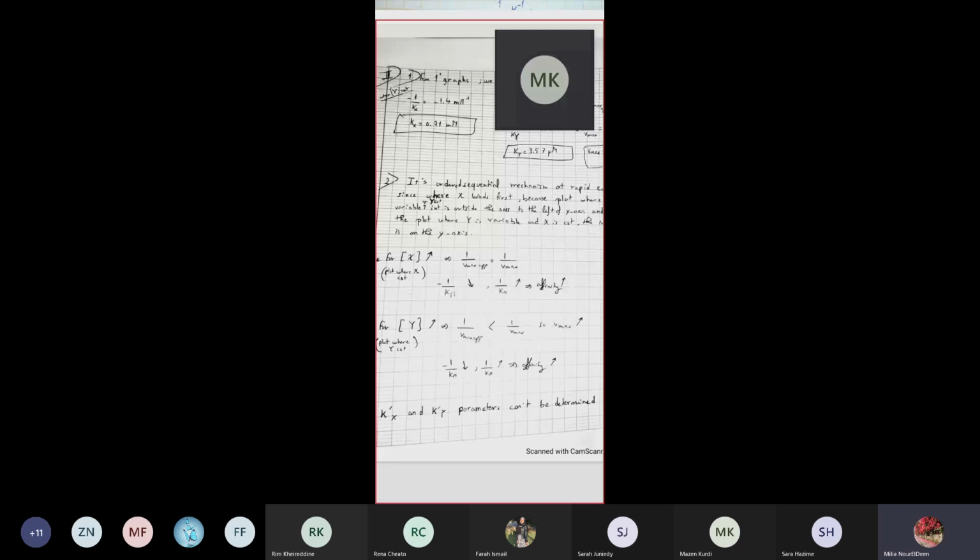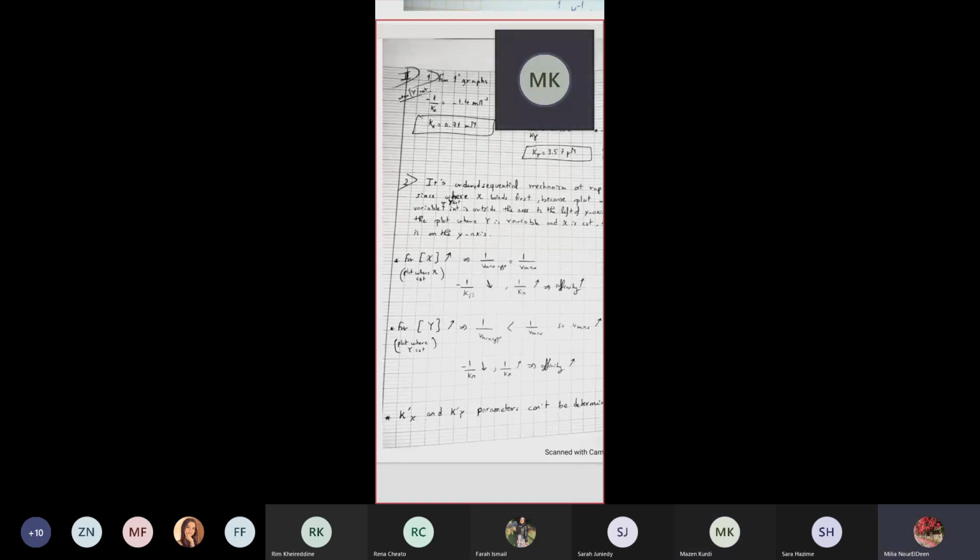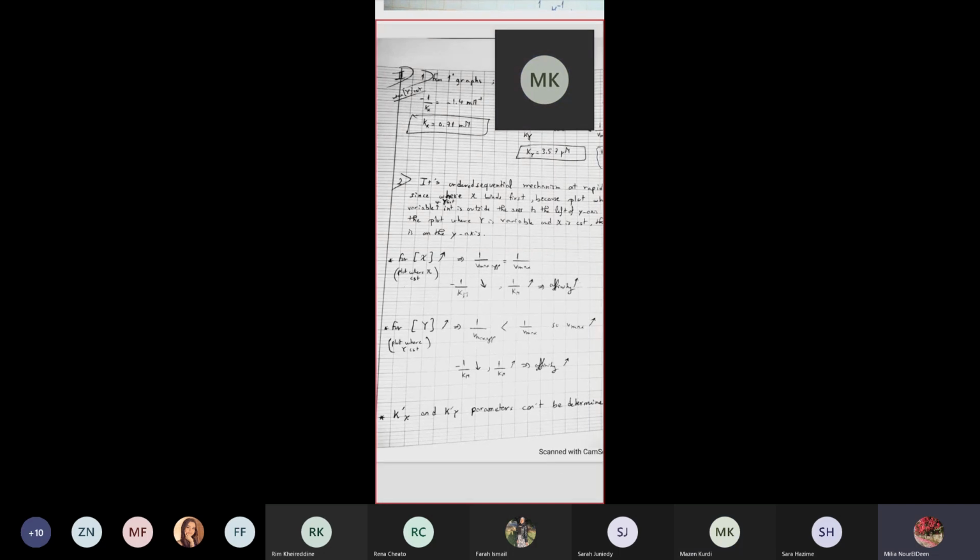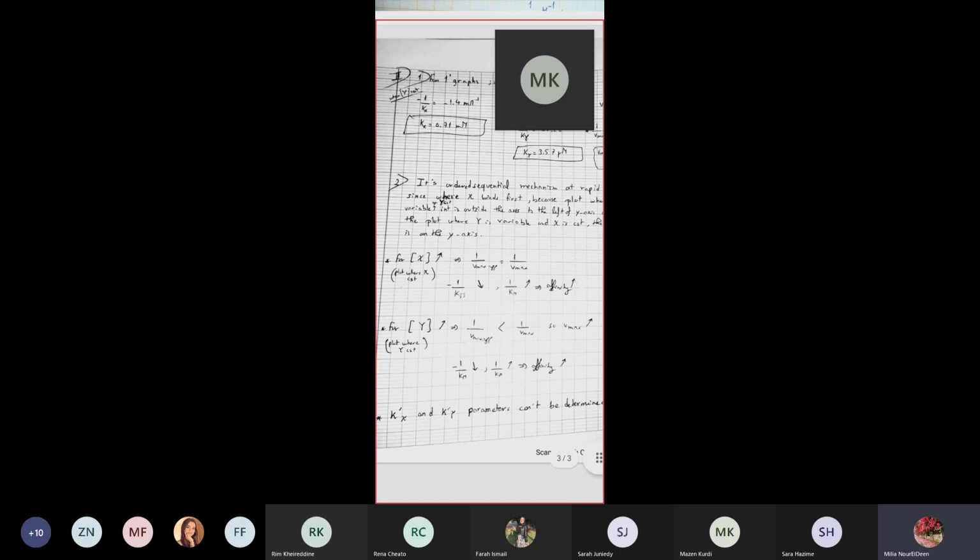For X increase, plot where X is constant: 1 over Vmax apparent equals 1 over Vmax minus 1 over K, on the y variable, X constant. 1 over Km decreases, so 1 over Km increases, which means affinity increases. For Y increase, in the plot where Y is constant, 1 over Vmax apparent is less than 1 over Vmax, so Vmax increases. Minus 1 over Km decreases, 1 over Km increases, affinity increases.